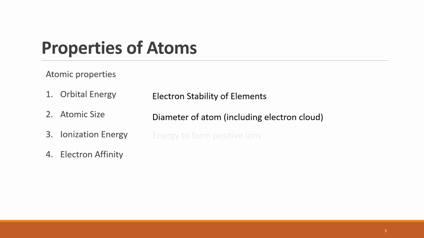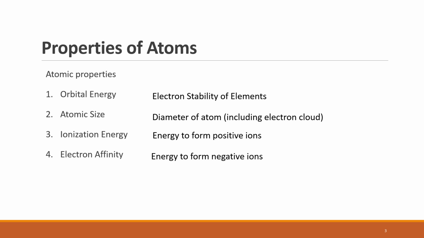We'll also look at ionization energy. So ionization energy is the energy needed to form positive ions. So in order to form a positive ion, what are we doing? We're removing an electron. So ionization energy is the energy needed to remove an electron.